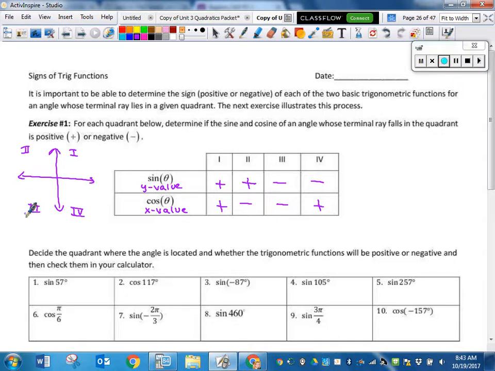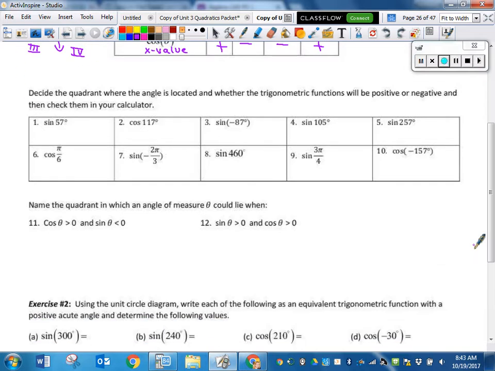Okay, so that being said, this should also be easy. Decide the quadrant where the angle is located and whether the trig function would be positive or negative. And then you can check them in your calculator, which we'll just check a couple. So sine of 57. So first, you're forgetting about sine and you're just looking at 57 degrees. And 57 degrees is in quadrant 1. Okay, so to answer the question, we're sitting in quadrant 1. And if I want to know whether sine is positive or negative, I'm thinking y value for the point, right, on the unit circle.